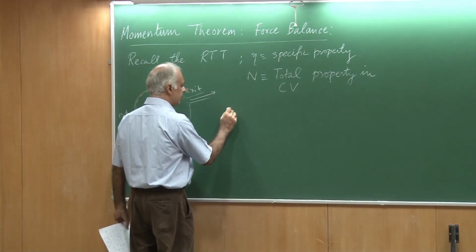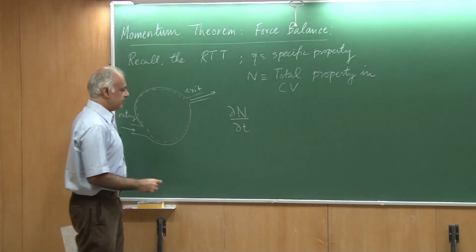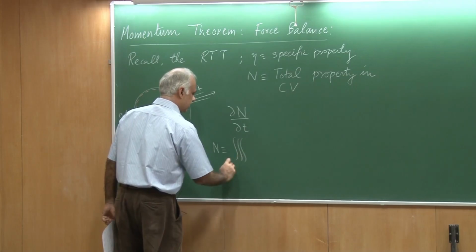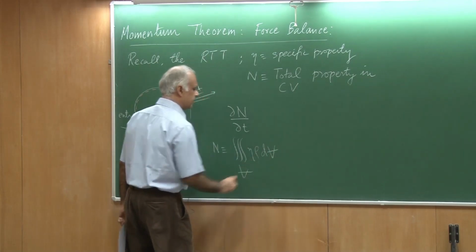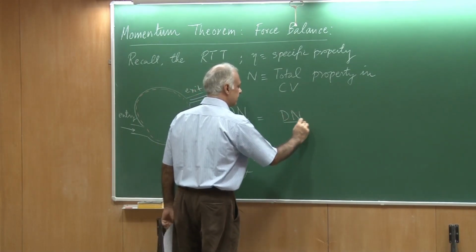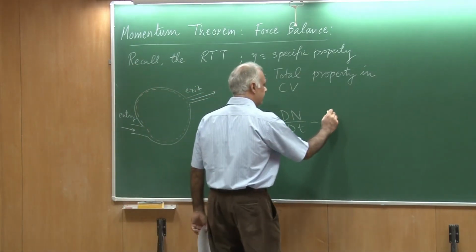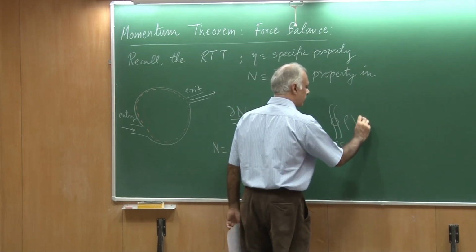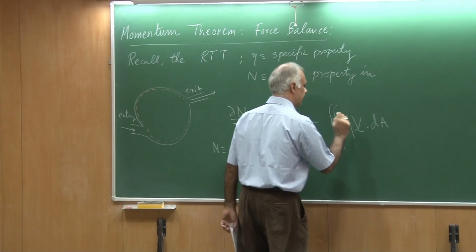So we said that if I want to look at del N by del t, where N here is the volume integral of eta rho dV, this is given by the material rate of change and minus the efflux, which is over the control surface, rho v dot dA, and of course the eta sitting here.